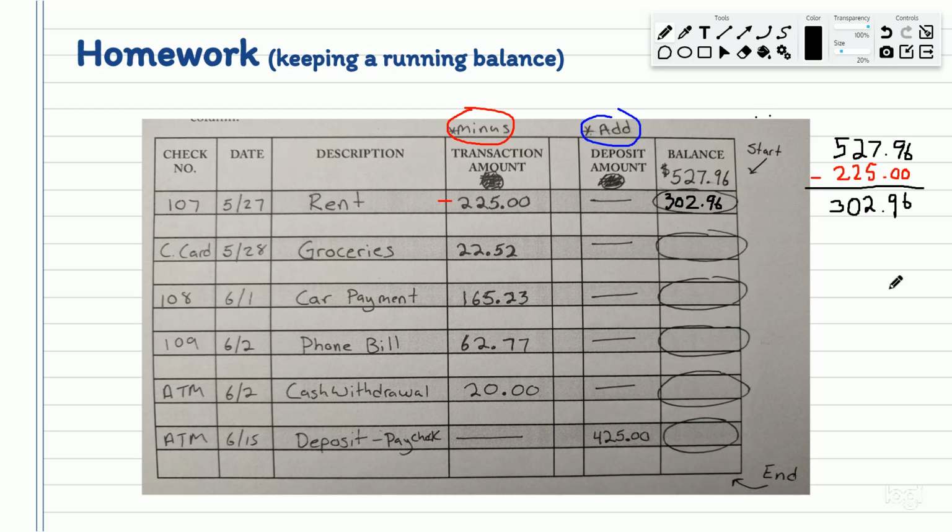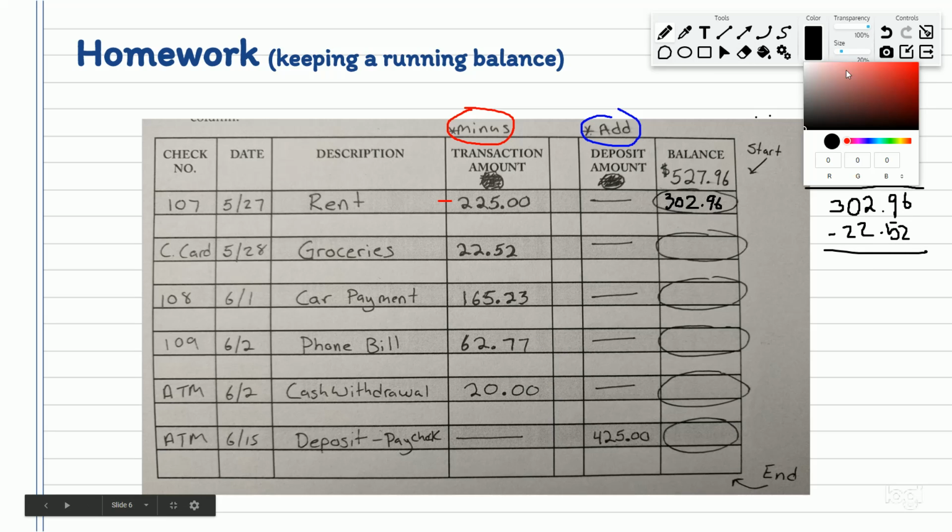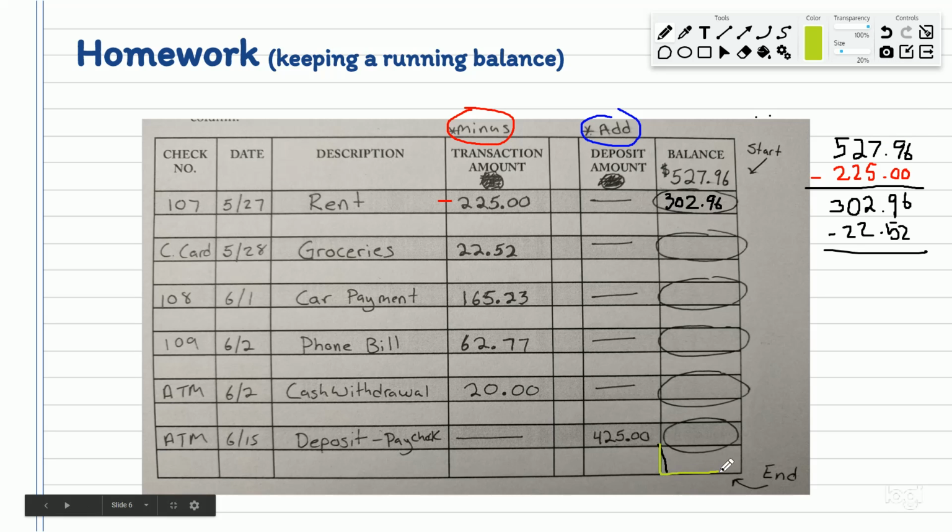So I'm going to continue following these steps going down. So now after that, I'm going to be subtracting 22.52 from that. And I'll write my new balance here, and I'll keep doing that on this page until I get to the end. And my end balance will then go in this box right here. And that is how much money you have at the end of all of these transactions.